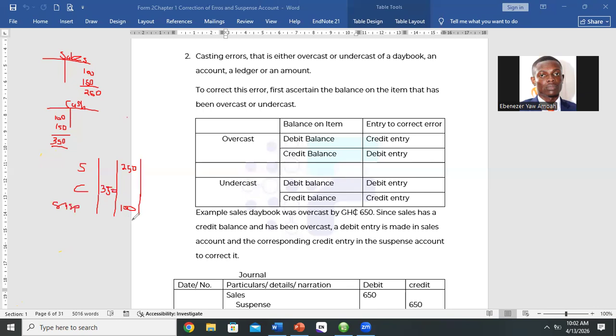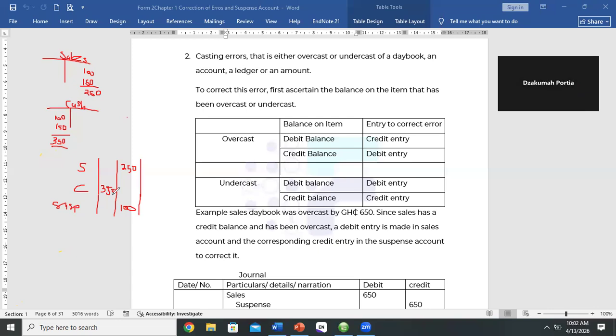Now, how do you correct this? How do you correct this? I think I'll give professors the opportunity to share their thoughts. How do we make cash go back to the right balance of 250? Yes, professors, rack the brains up. Just feel free to attempt. Yes, Portia.